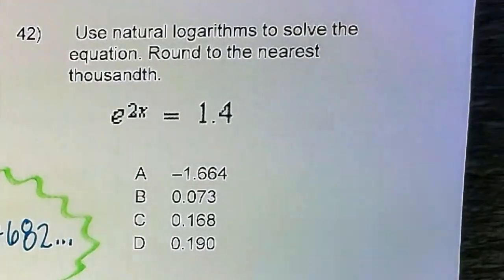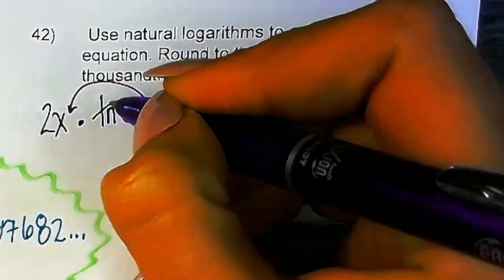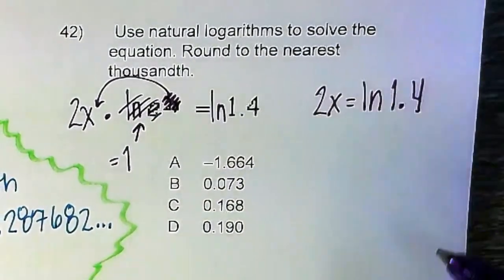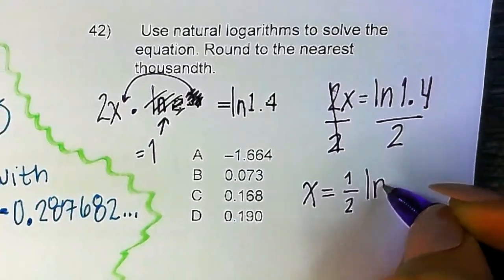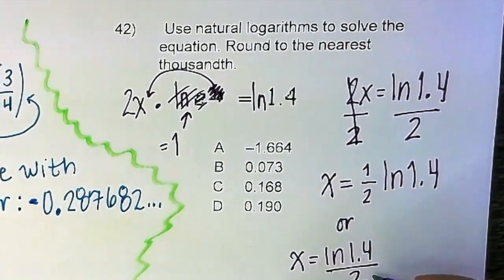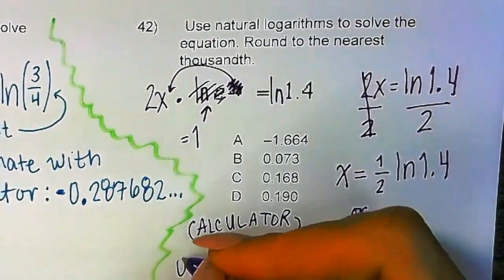The same goes for the next example. We're just going to take the ln of both sides. ln of e to a power is just the power. 2x equals ln of 1.4. Divide both sides by 2, bust out your calculator, and that is that.